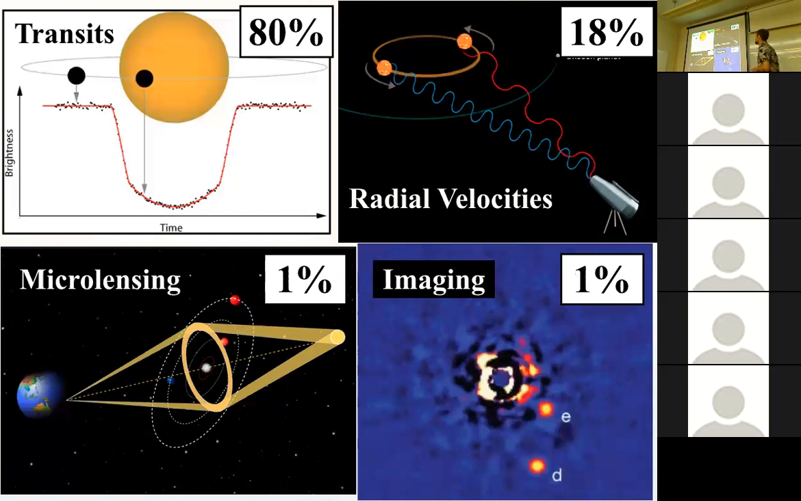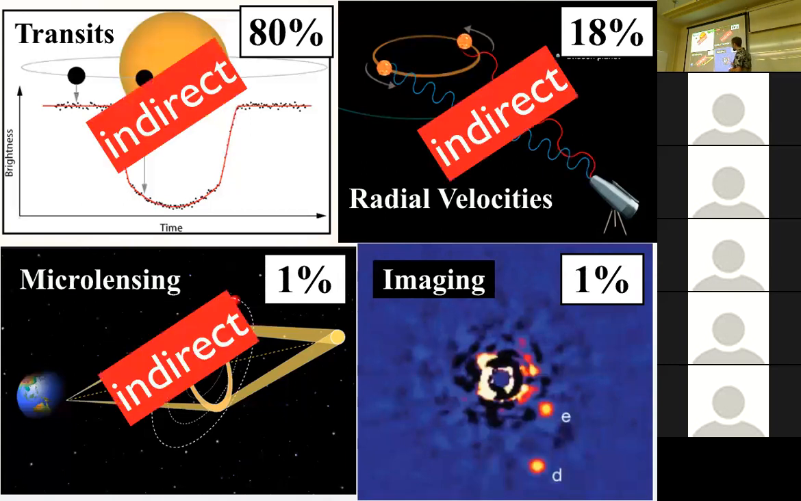80% of all exoplanets have been detected using the transit method. 18% have been detected using Doppler velocities, and the rest using direct imaging or microlensing. So that means that 98%, in fact 99% of all exoplanets that we know today have been detected indirectly.